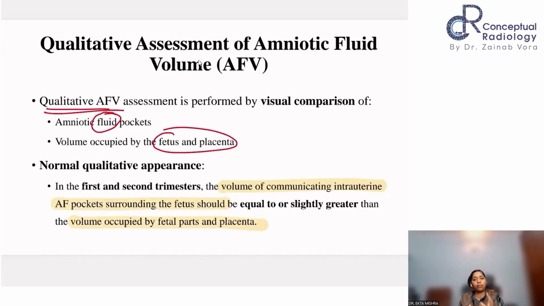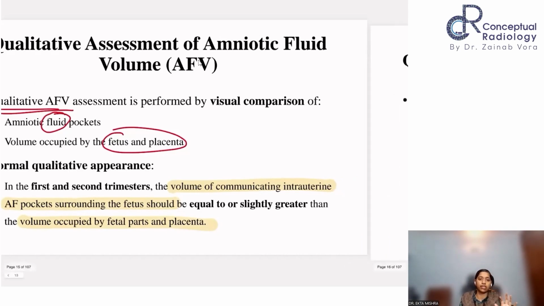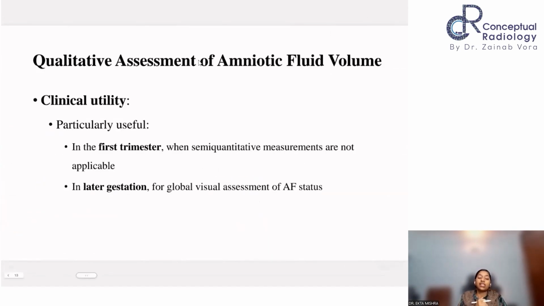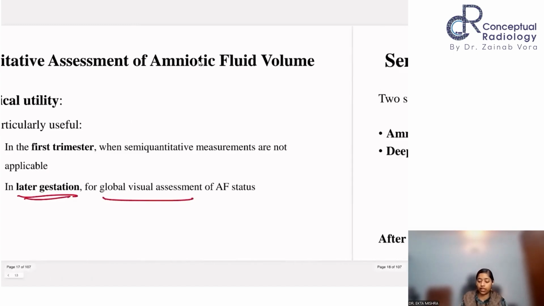So the volume occupied by the fetus and placenta should be almost equal to the volume which is being occupied by the amniotic fluid. That is the qualitative assessment. It's very important in early trimester where semi-quantitative measurements don't work and are not applicable, and in later gestation when you just want to have a global visual assessment.